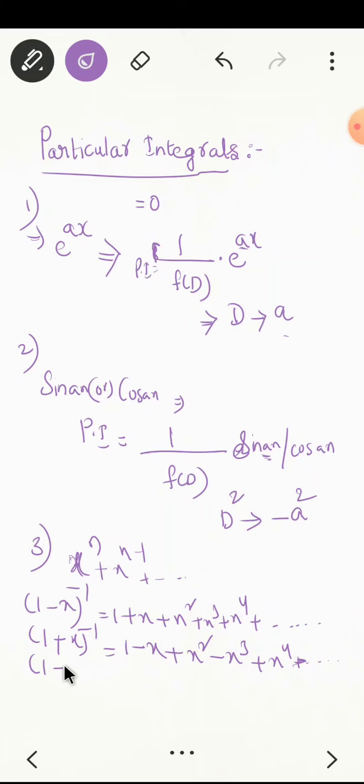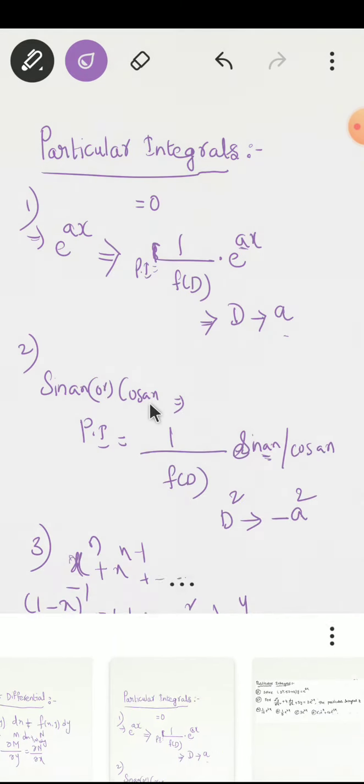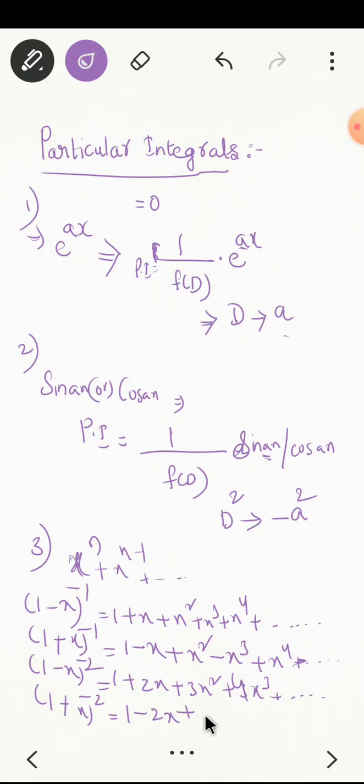Then 1 minus x whole raised to power minus 2, suppose, is 1 plus 2x plus 3x square plus 4x cube and so on. Then 1 plus x whole raised to power minus 2 can be given as 1 minus 2x plus 3x square minus 4x cube. Hope you are getting it. So you have to remember these 4 binomial expansions in order to solve third case problems.